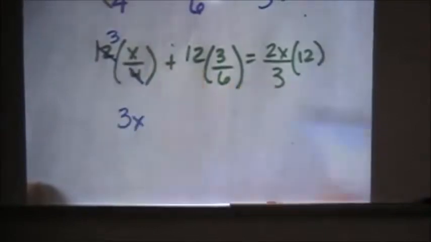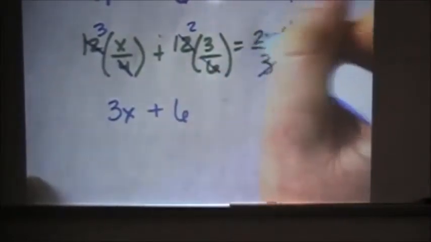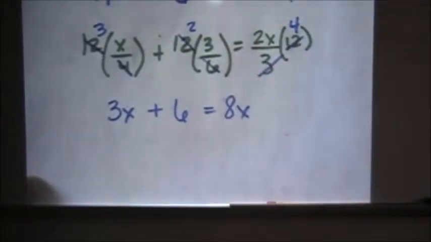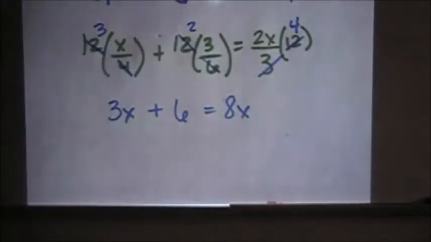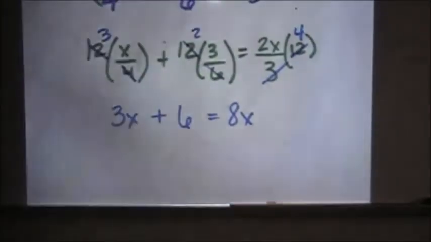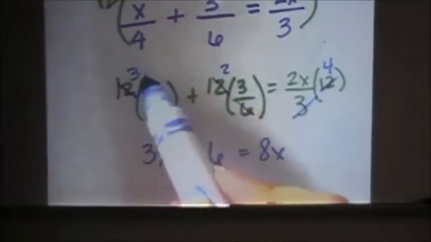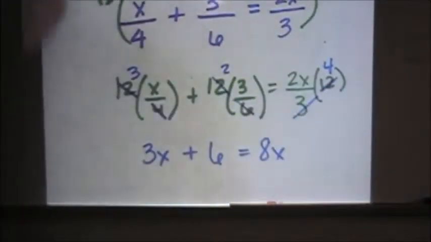Because 4 goes into 12 3 times, and I'm left with 3x. 6 goes into 12 twice, so you're left with 2 times 3, which is 6. And 3 goes into 12 4 times, so 2x times 4 is 8x. And then it becomes just a simple one-line equation that I can solve easily, and I don't have to deal with the fractions. So that's what clearing the fraction means. You just figure out what your LCD is. So between 4, 6, and 3, my LCD would be 12. And you multiply the whole equation by that, and it simplifies your equation. It means you don't have to deal with fractions in your problem.